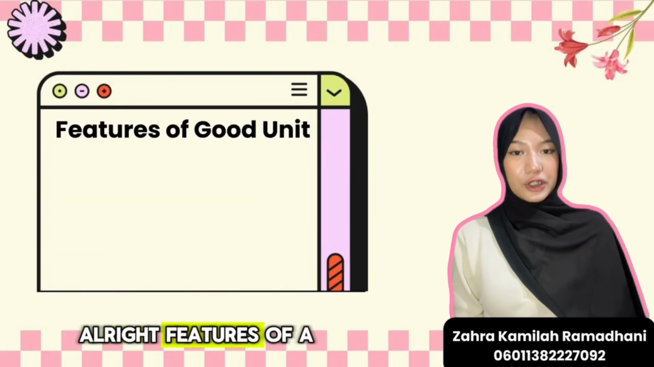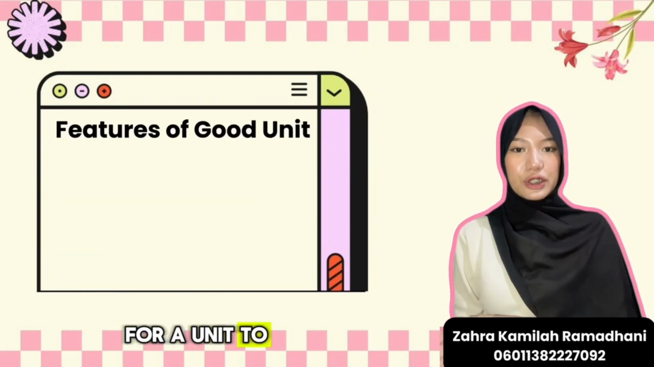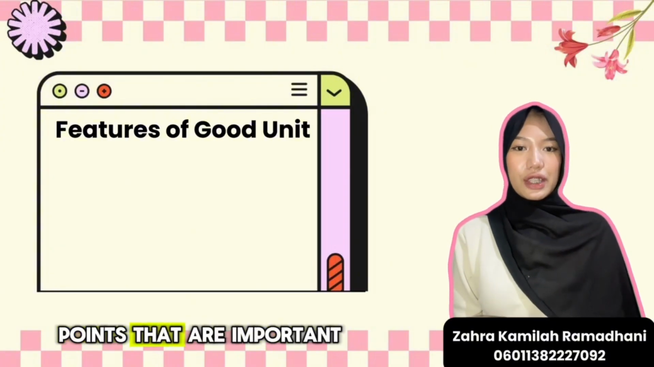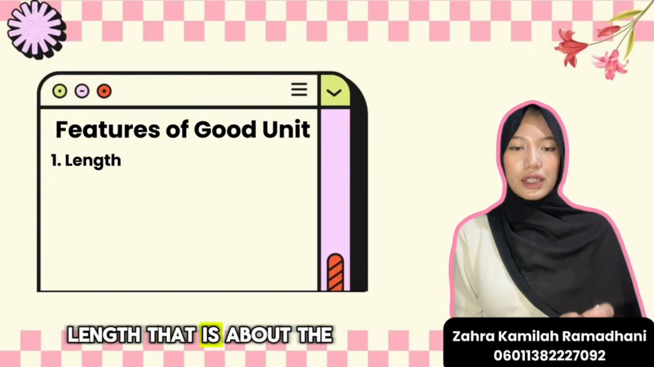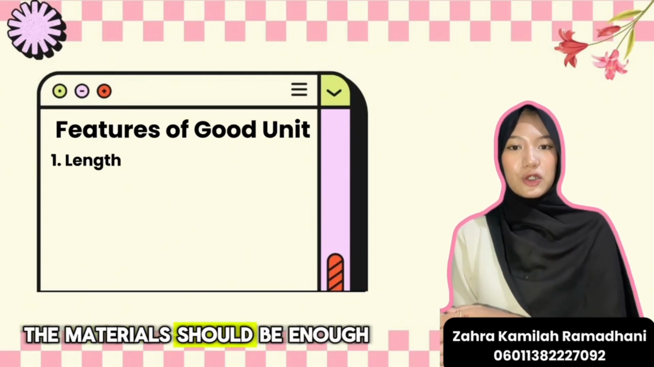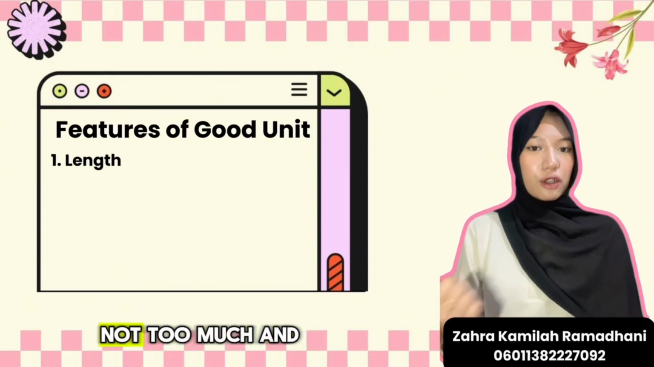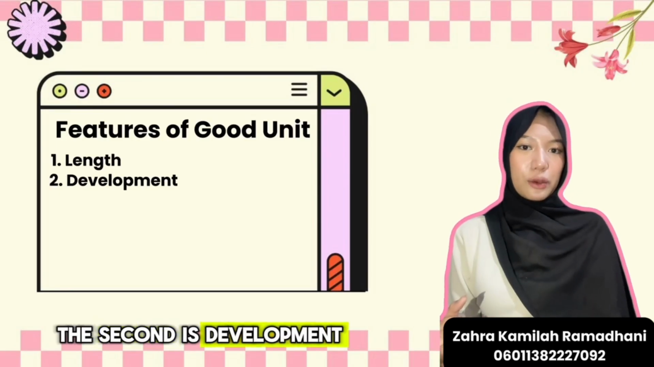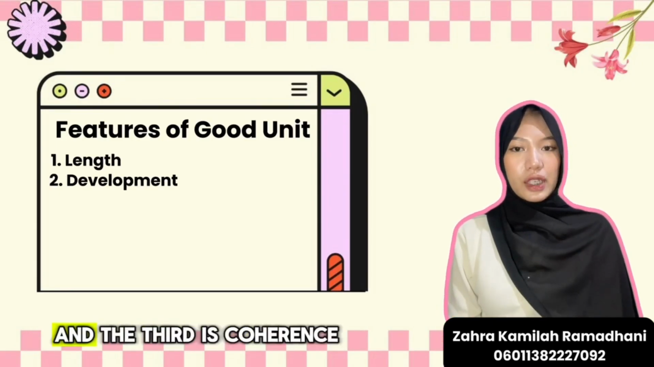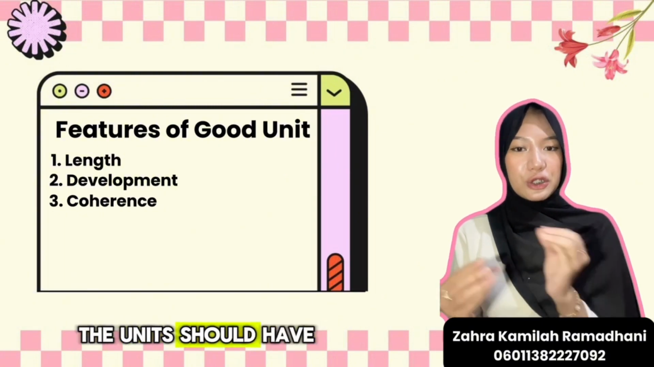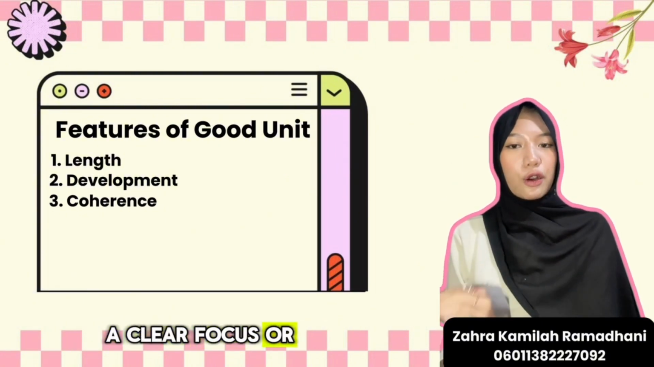Alright, features of a good unit. For a unit to be successful, there are some important points. The first one is length, that is, the material should be enough, not too little and not too much. And the second is development. The activities should connect to each other and not be random. And the third is coherence. The unit should have a clear focus or red thread.